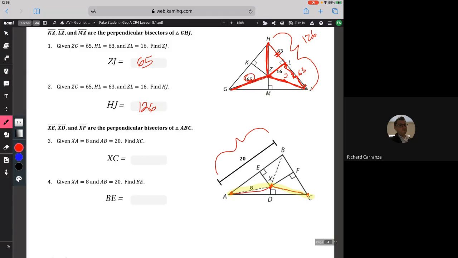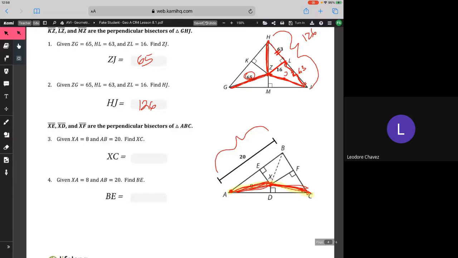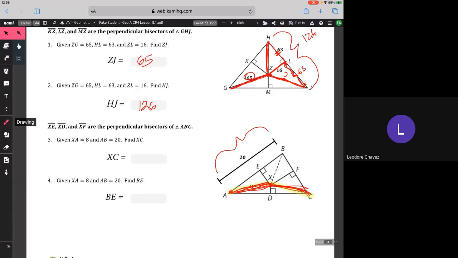So if AX is 8, what do you think XC would be? 20? Because it's like the same length between A and B. Well, we just want XC. So AX is this part right here. That's 8. So what do you think XC would be? Oh, you said X. I thought you said AC. My bad. No. XC. That's going to be what? 10, right?